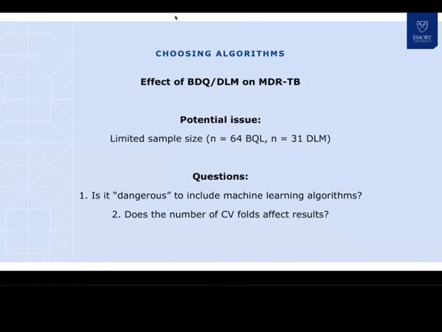This was a master's thesis, a great student. She's now at NYU doing a PhD. This was her thesis. So you can go to the next slide, Susan.